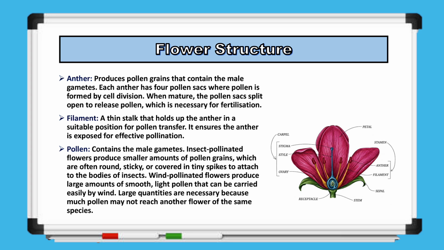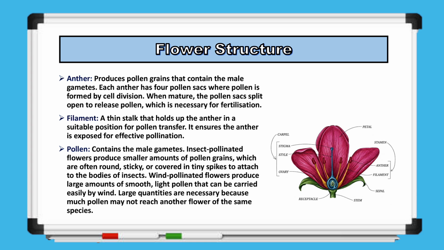Furthermore, pollen itself contains the male gametes, and in insect-pollinated flowers, pollen grains are usually produced in smaller quantities and are often round, sticky, or covered with tiny spikes to help them attach to the bodies of insects. In contrast, wind-pollinated flowers produce large amounts of smooth, lightweight pollen that can be carried easily by the wind, and large quantities are necessary because only a fraction of the pollen is likely to reach another flower of the same species.